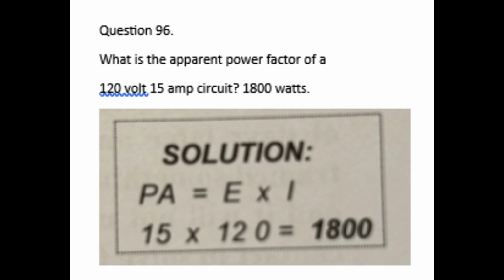Amps times volts equals X watts. A 120 volt 15 amp circuit is 1800 watts. Apparent power factor, amps times volts. 120 volt 15 amp circuit.